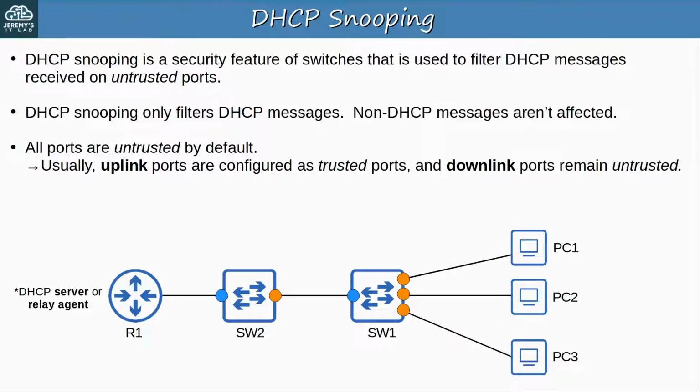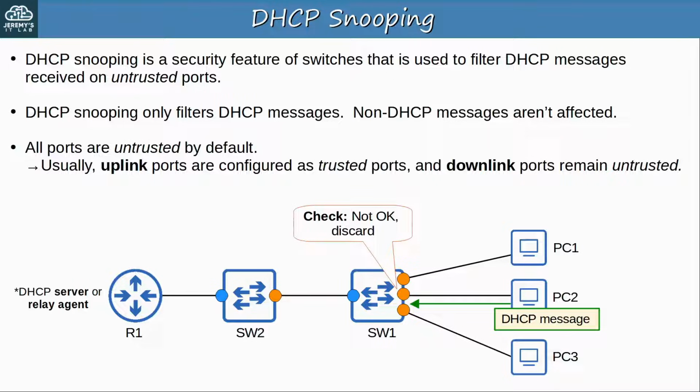Now here's another example. This time, PC2 sends a DHCP message. Switch 1 receives it on an untrusted port, so it inspects the message. However, this time it determines that the message is not okay, so it discards the message. Later in this video, I'll go over exactly how DHCP snooping determines if a message is okay or not, so I won't get into the details now. But perhaps the user of PC2 was trying to use a DHCP exploit, so Switch 1 decided to drop the message.